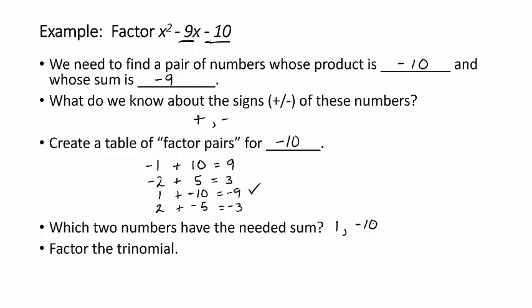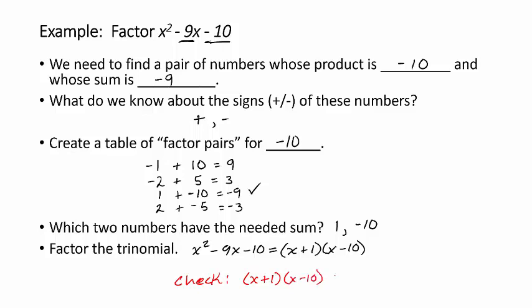Okay, so when we factor the trinomial x squared minus 9x minus 10, the factors will be x plus 1 times x minus 10. And of course we want to check it by FOILing our result. So we'll go with x plus 1 times x minus 10. If we FOIL this, do we get what we originally started with?